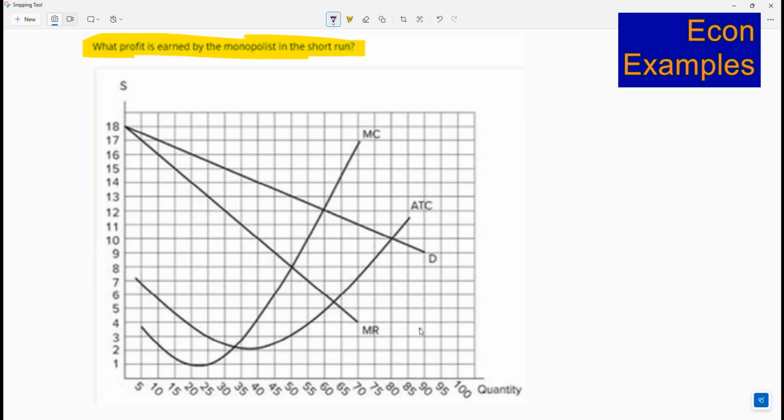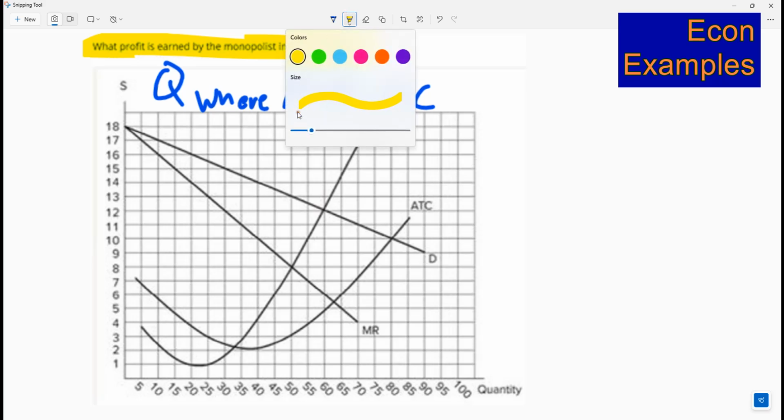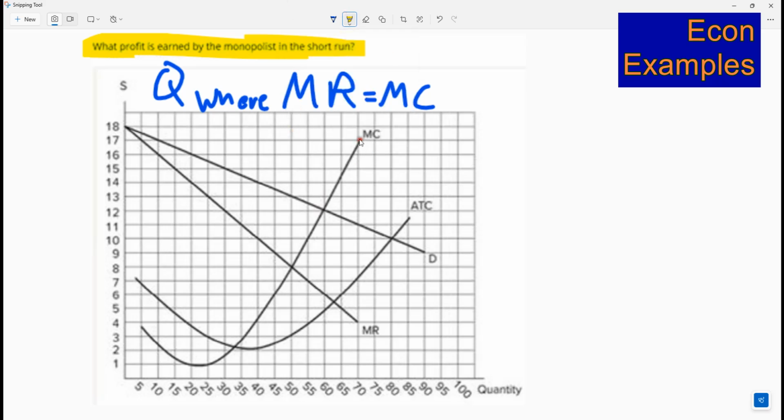So the monopolist, that just means a firm with a monopoly, is always going to choose the quantity where marginal revenue equals marginal cost. And this is known as profit maximization. Here's your marginal cost curve. It's this one.